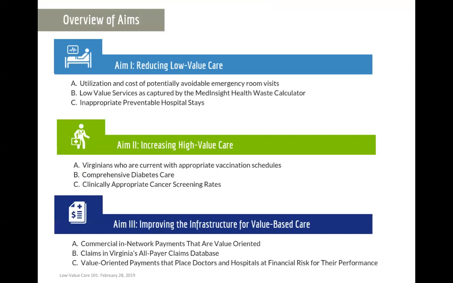On our dashboard, we have 3 aims: reducing low value care, increasing high value care, and improving the infrastructure for value-based care. And I will tell you that third one is really important. When we first started, all the discussion was around those first 2 aims until we realized that many of the measures we wanted to include under aims 1 and 2, we couldn't, because we didn't have the ability to measure the things that we wanted to measure. And so this piece about the infrastructure is really important.